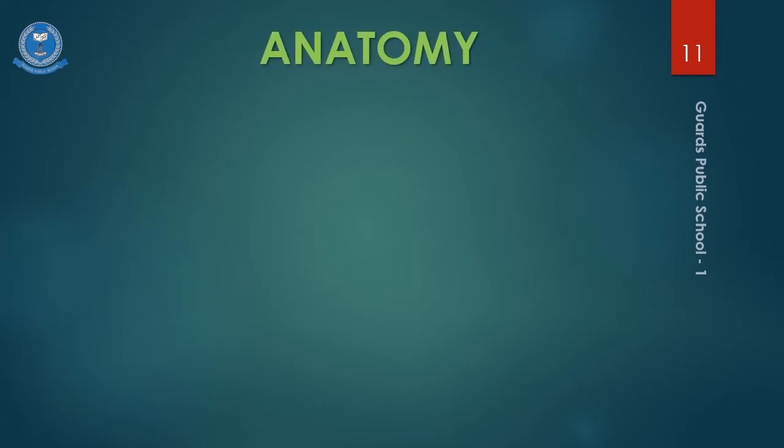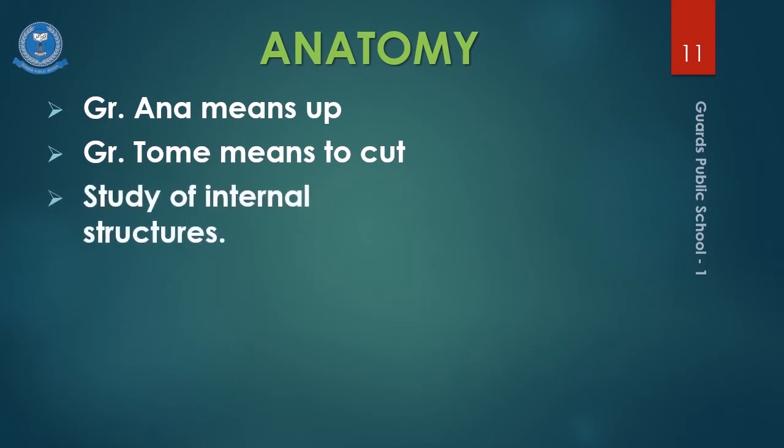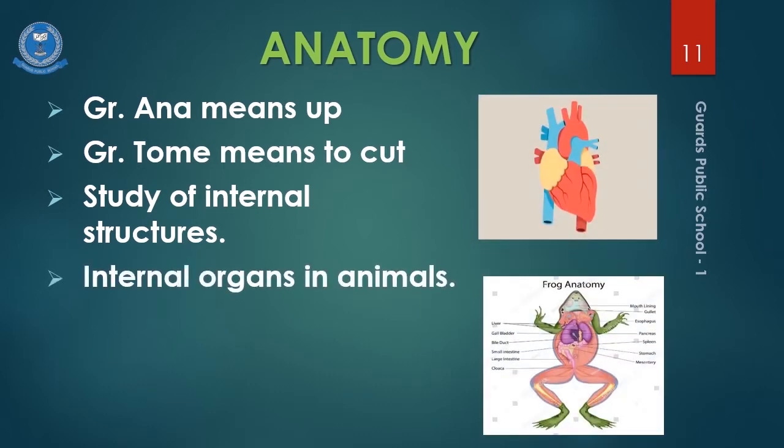Anatomy. Students, anatomy is comprised of two Greek words, ana, which means up, and tom, which means to cut. It deals with the internal structures or organs of an organism. Anatomy is a field in the biological sciences concerned with the identification and description of the body structures of living things. It also involves the study of major body structures by dissection and observation.